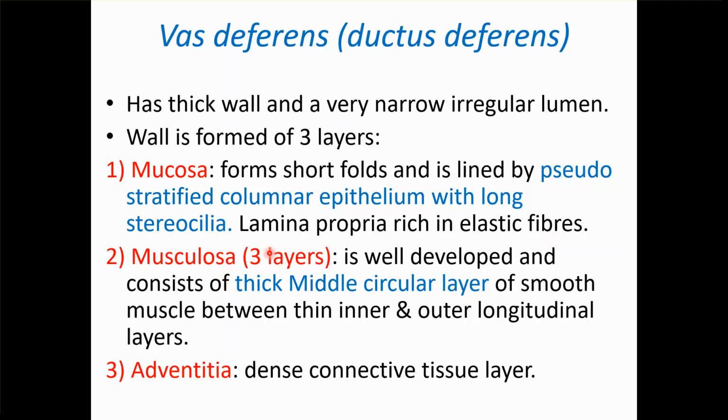Musculosa, it is 3 layers. It is well developed. It consists of a thick middle circular layer of smooth muscle between the thin inner and outer longitudinal layers. So you have inner longitudinal, middle circular, and outer longitudinal layers. We'll see in the next slide. And there is only adventitia. There is no serosa. That means adventitia is dense connective tissue without any peritoneal covering.